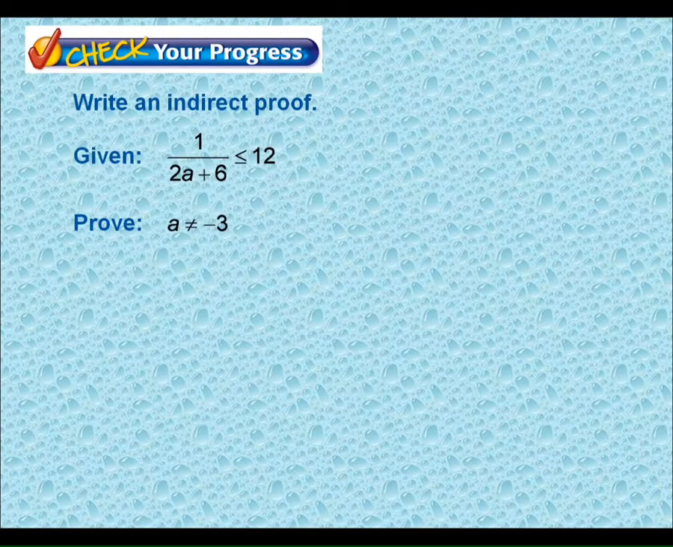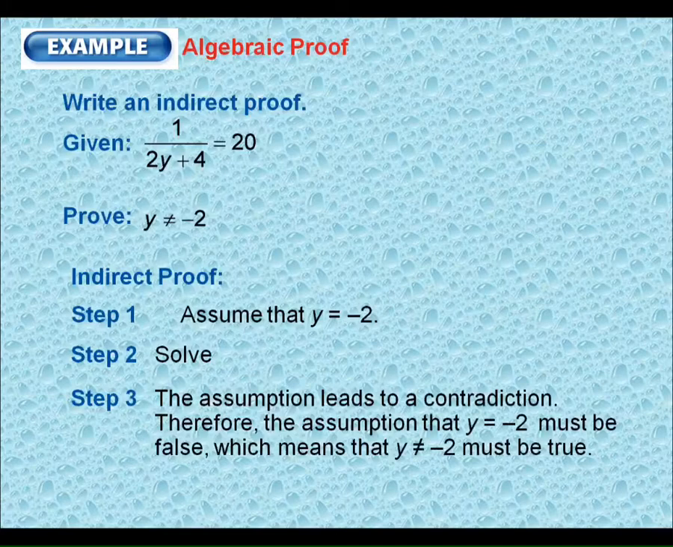So let's look at this one. Algebraic proof still. Write an indirect proof. 1 divided by 2a plus 6 is less than or equal to 12. I want you to prove that a does not equal negative 3. If you don't want to do a two-column, you can just write it out like they did in the steps here. They said, okay, we're going to assume this, then we're going to solve it, and then this led to a contradiction. So our assumption is false, therefore what we are trying to prove is true.